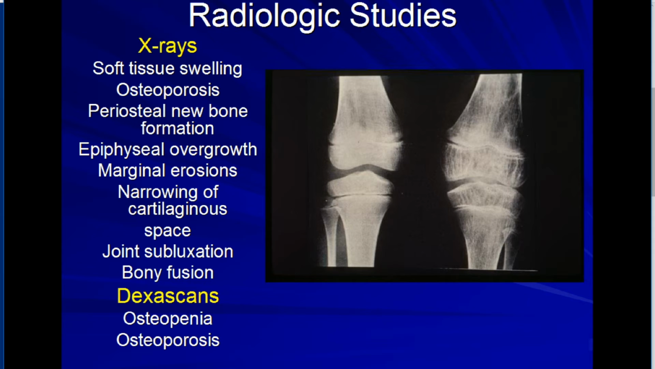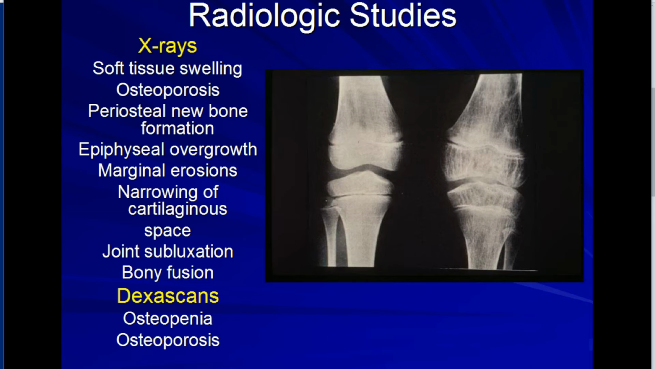You have overgrowth of the epiphysis. You have overgrowth in limb length. You may have subchondral bone erosion. You have cartilage destruction, and so you'll have a narrow joint space. You may eventually get joint subluxation. If things get bad, you can have ankylosis. You get osteopenia from disuse, osteoporosis.